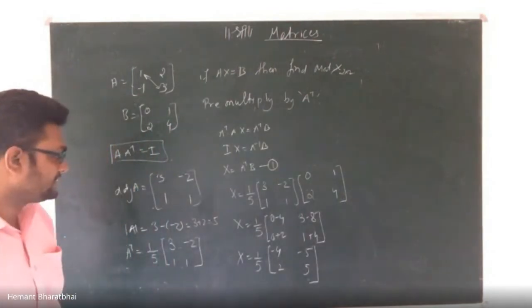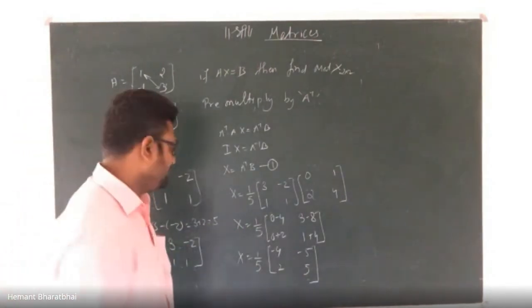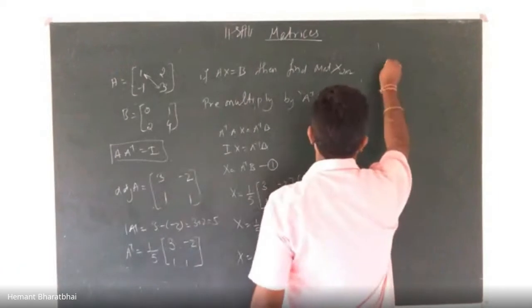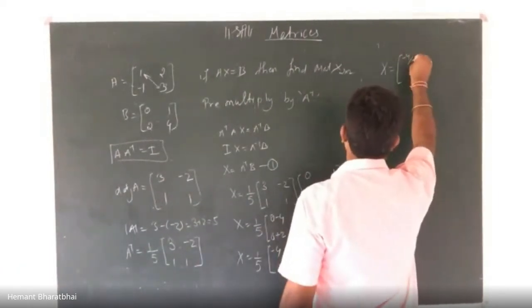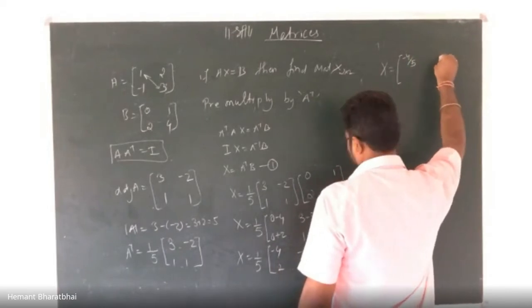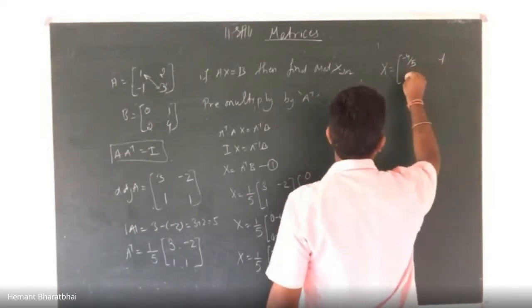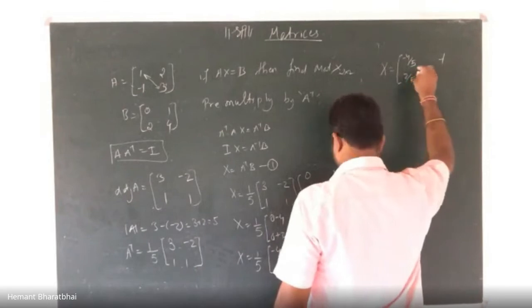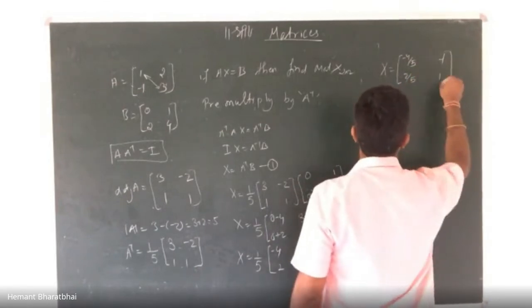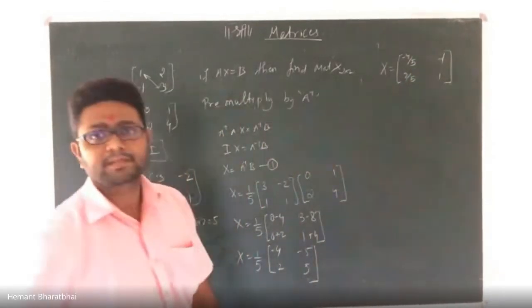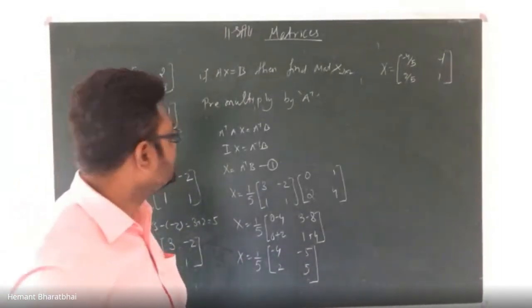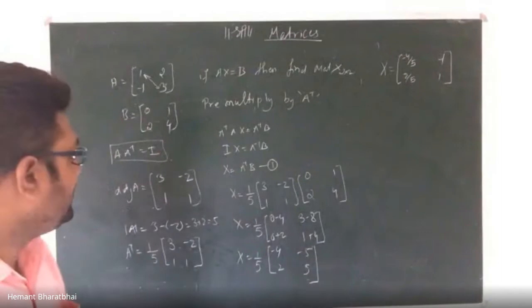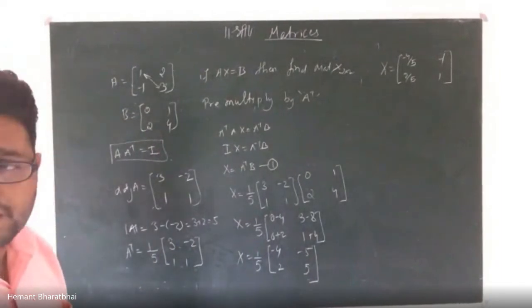So our matrix x will be 1 upon 5 into like this. Or if you want, you can also multiply 1 by 5 inside. You will get minus 4 by 5, minus 1, 2 by 5, plus 1. So this is one method which we have done. We found out the inverse and we have done.